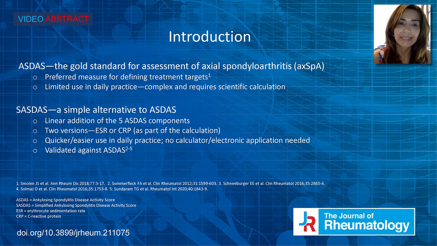The SASDAS index is a simple alternative to ASDAS. It is calculated as the linear sum of the 5 ASDAS components. It is available in 2 versions, one using erythrocyte sedimentation rate and another using C-reactive protein. It doesn't require a calculator or an electronic application, and it may be quicker and easier to use in routine practice.